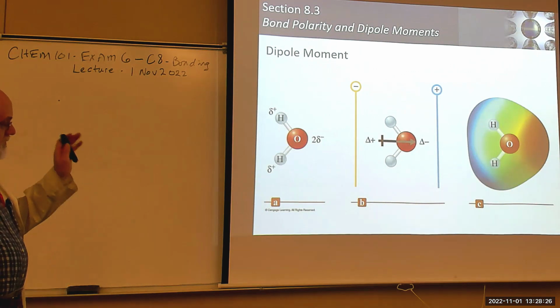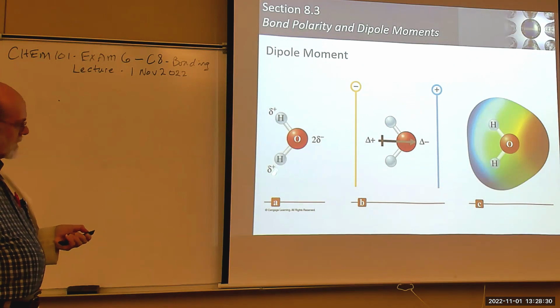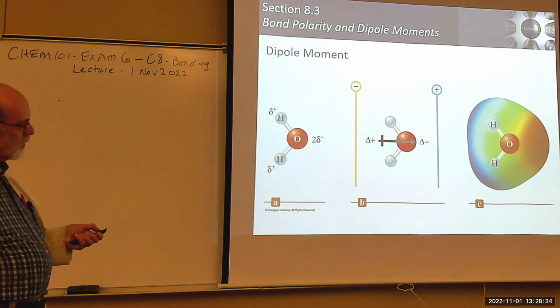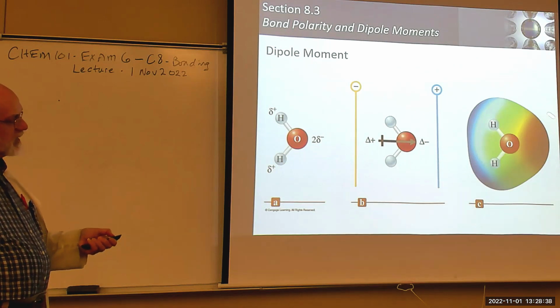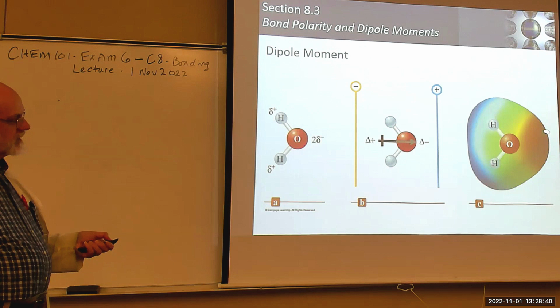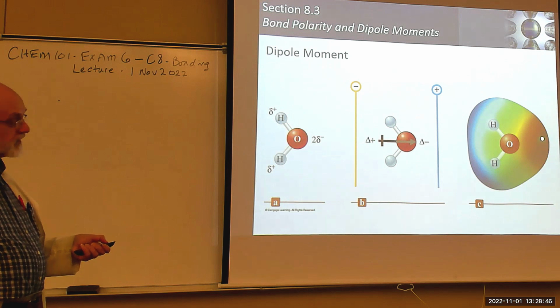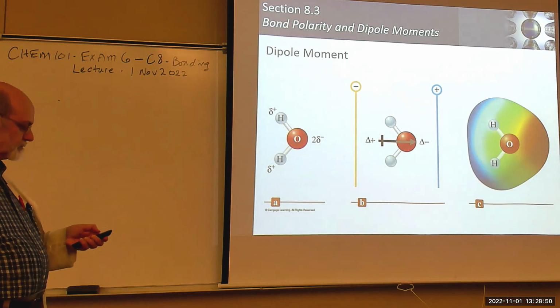Okay, so that's a representation of the water molecule. Just as I said, the bond polarity is this way and the overall polarity is that way. And this is a representation of the electron density. The more red it is, the higher the electron density, the higher the probability of electrons in this area, and the lower the probability of electrons in this area.